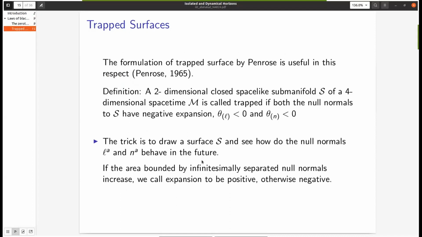So let me go first to how to look at the quasi-local formalism of black holes. The basic structure of this was given by Penrose in 1965, where he introduced the basics of what are known as trapped surfaces. He told us that if I have a two-dimensional space-like submanifold in a four-dimensional space-time, it is going to have two null normals, let's call them L and N. If the expansions of both L and N are negative, we shall call that submanifold trapped. That is the basic structure which Penrose gave us.